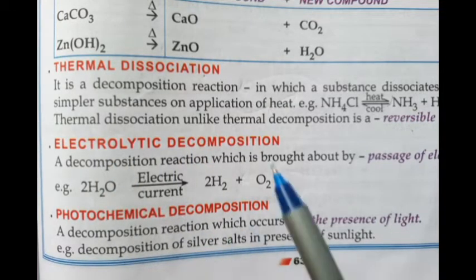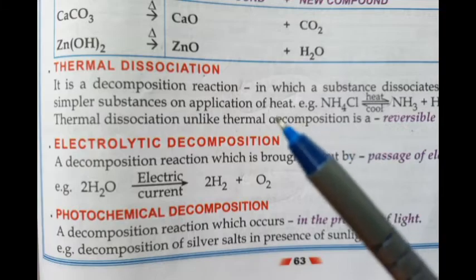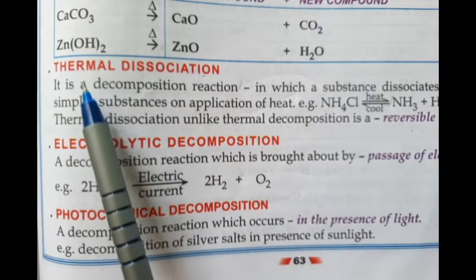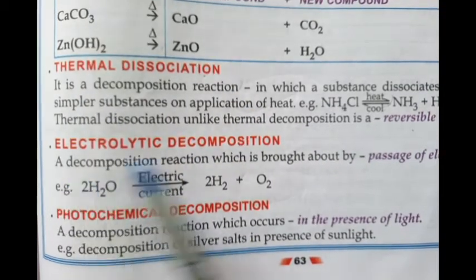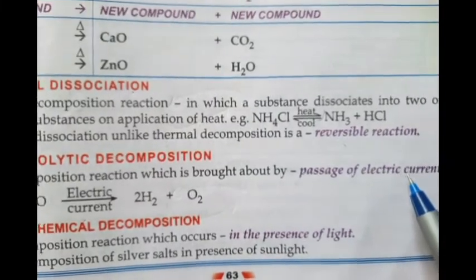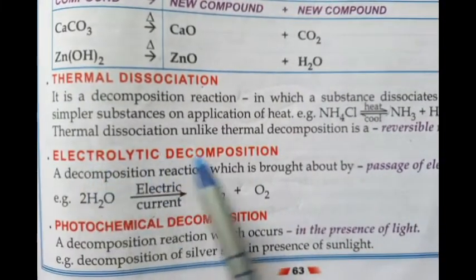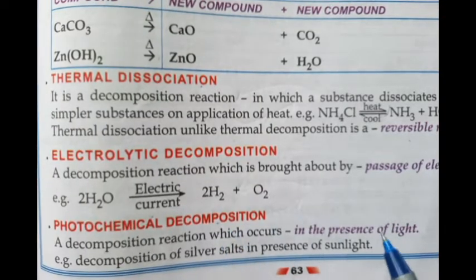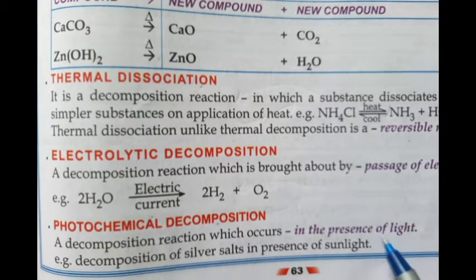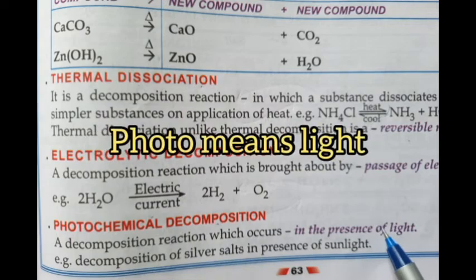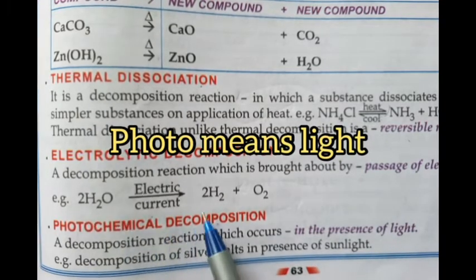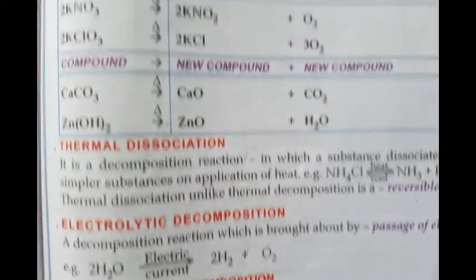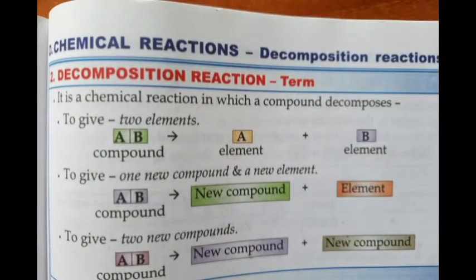So students, decomposition means to break down. If breakdown occurs by heating, that is called thermal. But here it has been done with the help of electric current, therefore it is called electrolytic decomposition. But some decomposition occurs in the presence of sunlight, not by heat, not by passing current, but by light, and those are called photochemical decomposition. So do remember, students, decomposition is of various types.